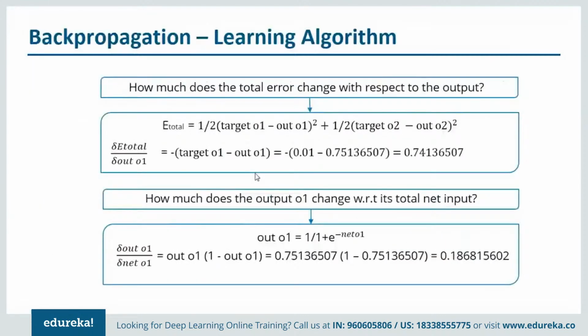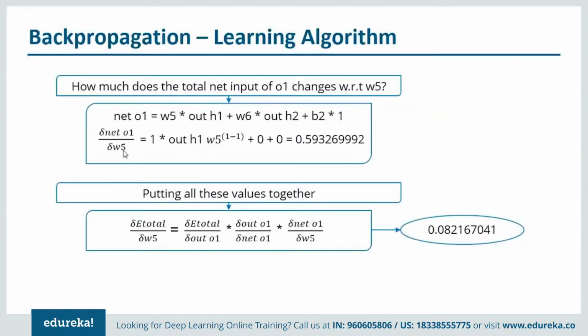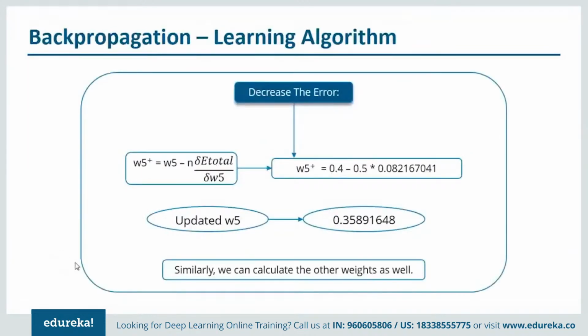And let us see how we do that. So how much does the total error change with respect to the output? ∂E total by ∂out O1, we're going to calculate it. It came around 0.741. Similarly, we're going to calculate how much the output O1 changes with respect to the net output. And we get this. After that, we're going to calculate it for the net output change with respect to W5 also, we got this. And then finally what we did, we put all these values together and we found out the change in the error with respect to the change in weight W5, which came to around 0.082167041. Now is the time to update the weight. So how are we going to update the weight?